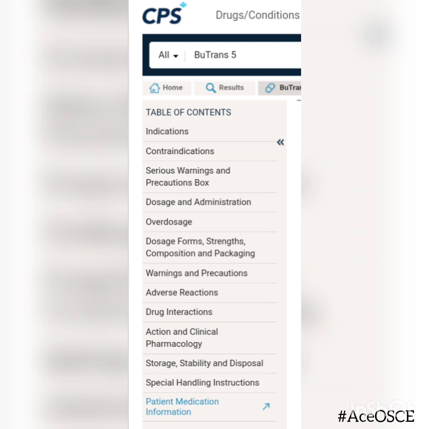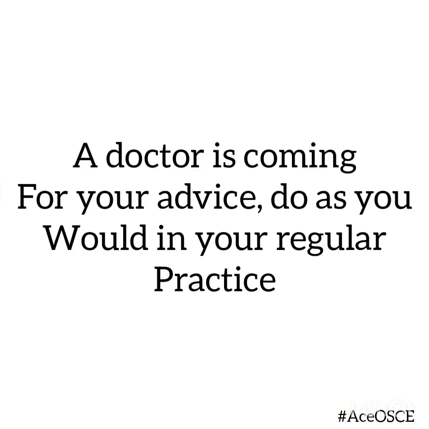So let's get started today. A doctor is coming for your advice. Do as you would in your regular practice. So here we're getting a healthcare professional, so you can definitely ask for extra information about their liver function, kidney function tests if you'd like. You can use your medical lingo.